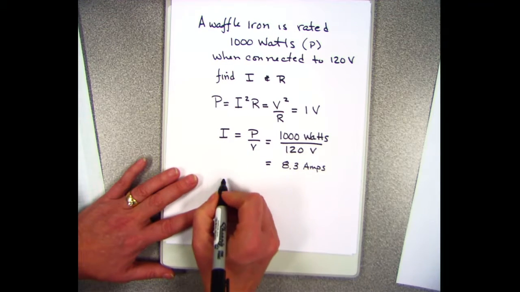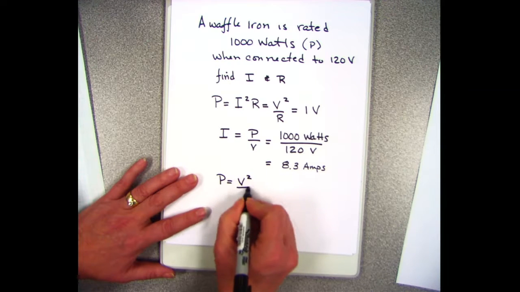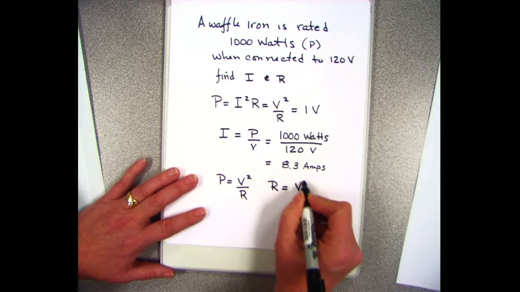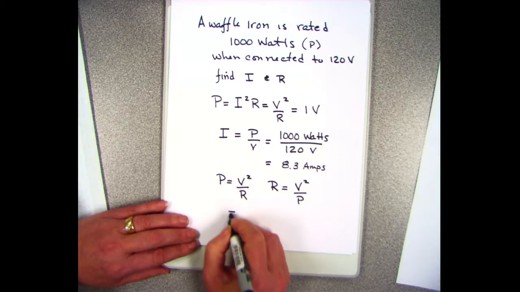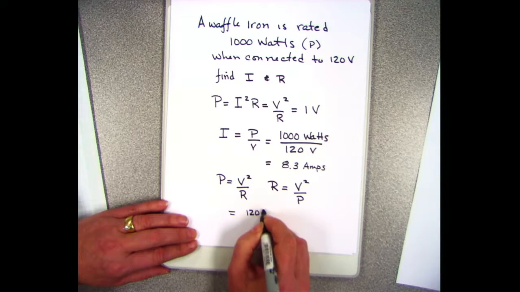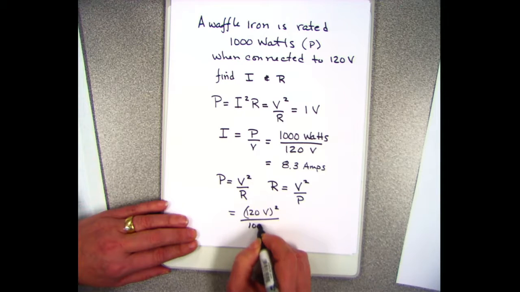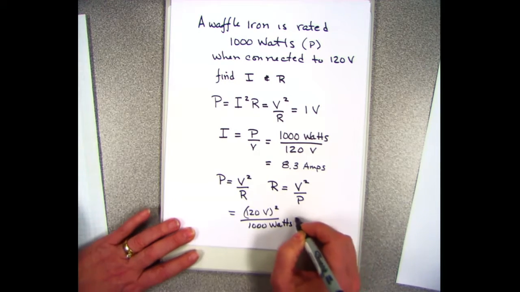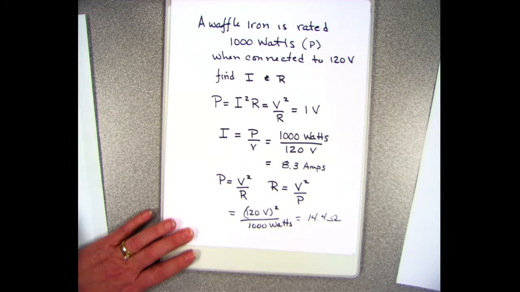And then if I do the other one, I'm going to use power is equal to voltage squared divided by resistance. Resistance is equal to voltage squared divided by power. So now I get my 120 volts squared divided by my 1,000 watts, and that gives me 14.4 ohms.